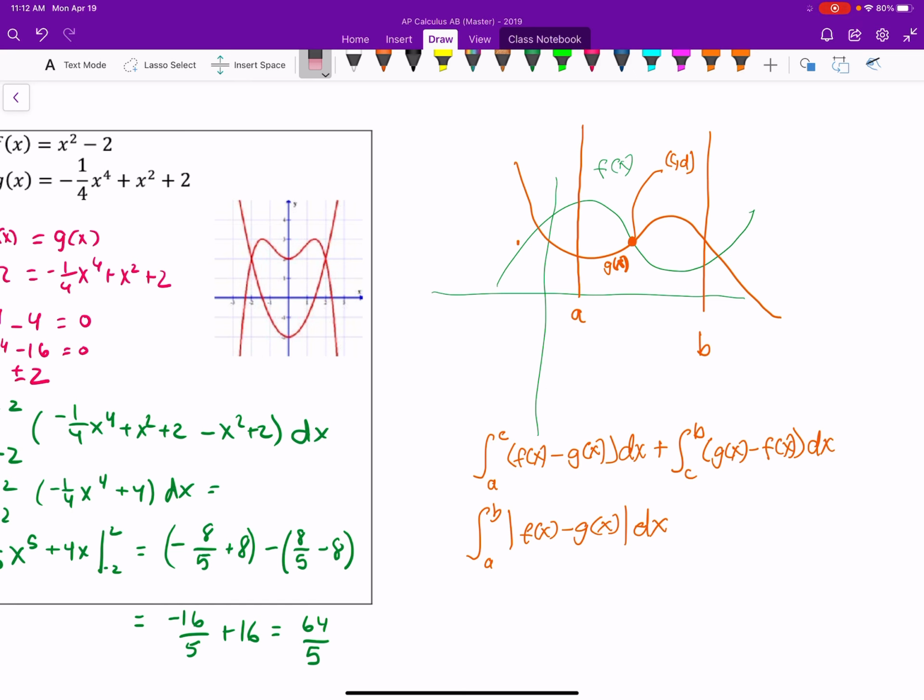So that's how I could make that part interesting. So first you're finding this area here where f of x is on top. That's the blue one. And then the yellow one that's in here up to B, that would be this one here. So that's how to handle it if it happens to switch positions.